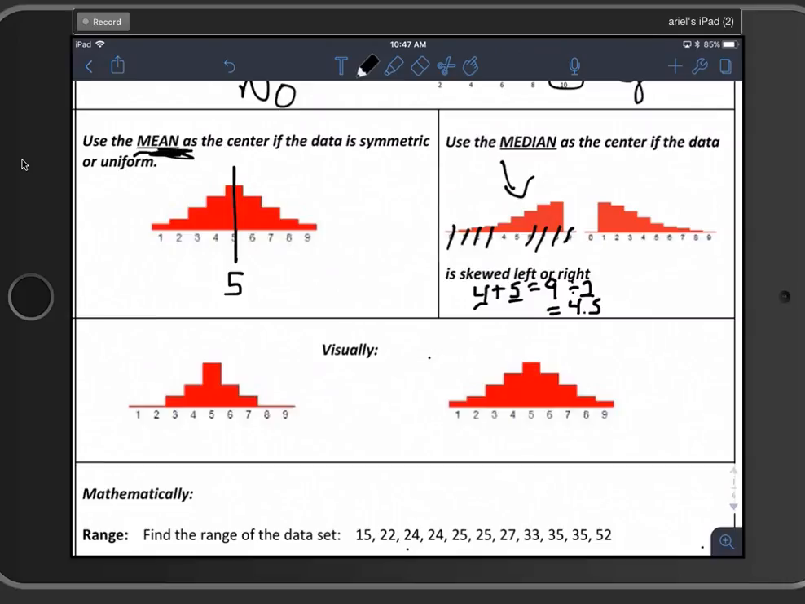Let's see if you can do the right one on your own. Go ahead and push pause and see if you can figure out what the median would be on that one.